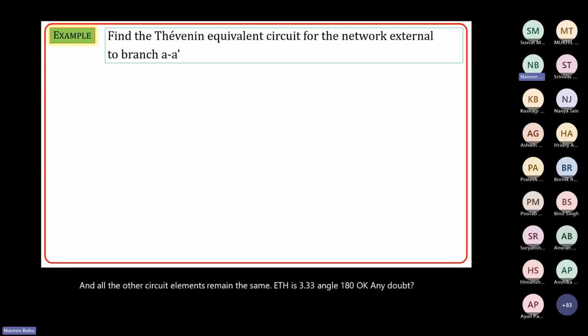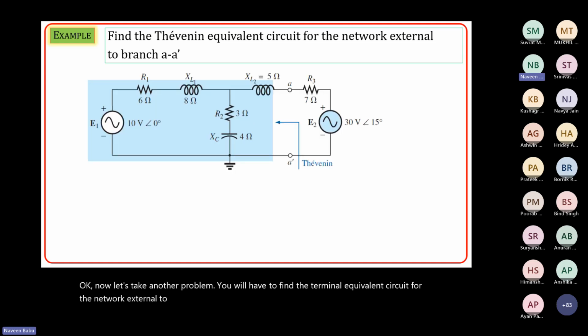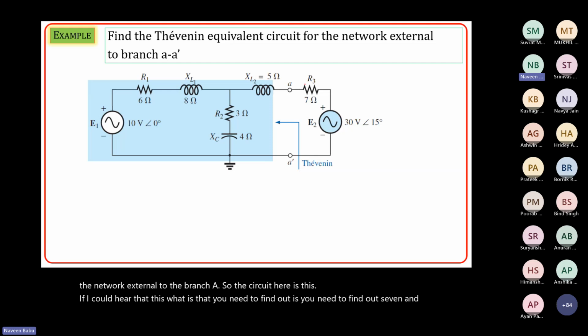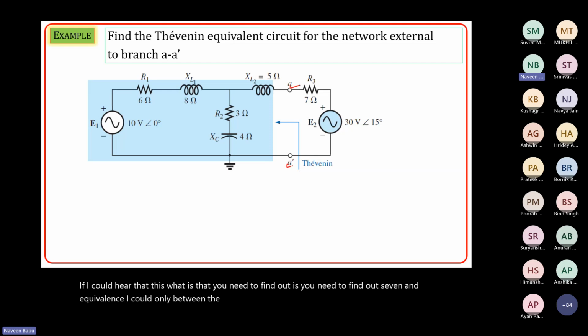Okay, now let's take another problem. You will have to find the Thevenin equivalent circuit for the network external to the branch A A dashed. So the circuit here is this. What you need to find out is the Thevenin equivalent circuit only between the terminals A and A dashed.